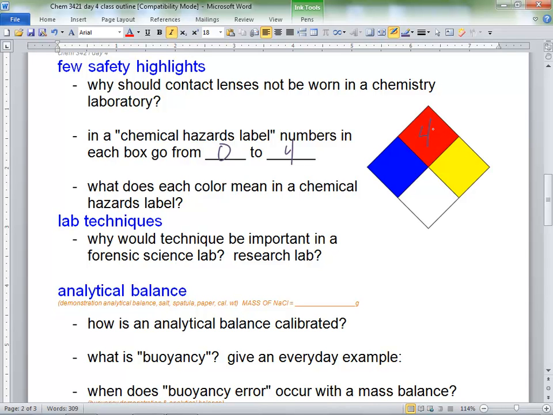Okay. You have a compound that has a 4 in the yellow box. Mariella, what's so special about that compound then? How would you treat it differently? How would you handle it differently? I'll give you a hint.